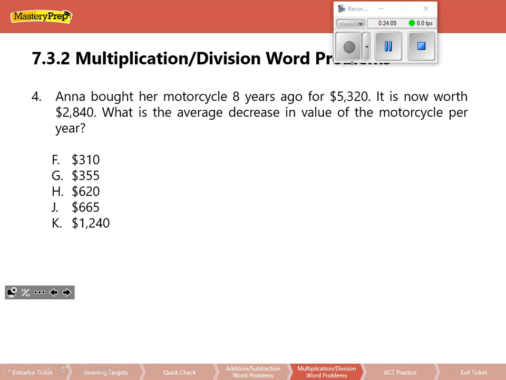Let's look at the next one. Anna bought her motorcycle 8 years ago for $5,320. It is now worth $2,840. What is the average decrease in value of the motorcycle per year? Doing absolutely no calculations, how much time has passed between when she bought it and now?